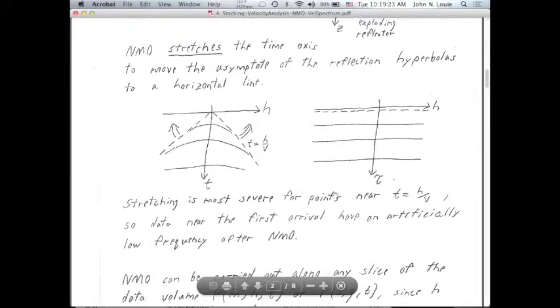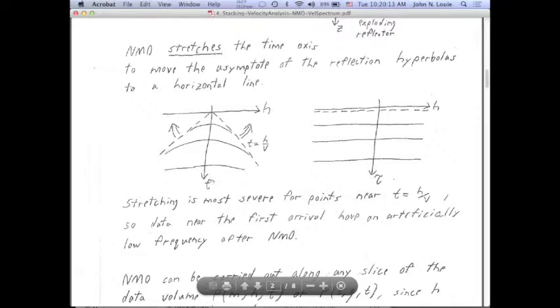Now you may be familiar with the fact that when you apply NMO to a common midpoint gather, it stretches the time axis, especially near the first arrival. It moves the asymptote of reflection hyperbolas to a horizontal line. So here's a common midpoint gather. It's got some hyperbolas. I've tried to make these hyperbolas all asymptotic to the same constant velocity. So that asymptotic velocity is the direct P arrival. And then here's an upper reflector, a middle one, and a deeper one, all asymptotic to the same velocity.